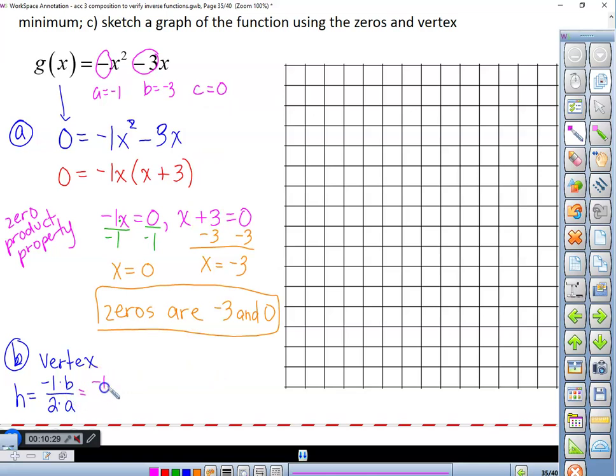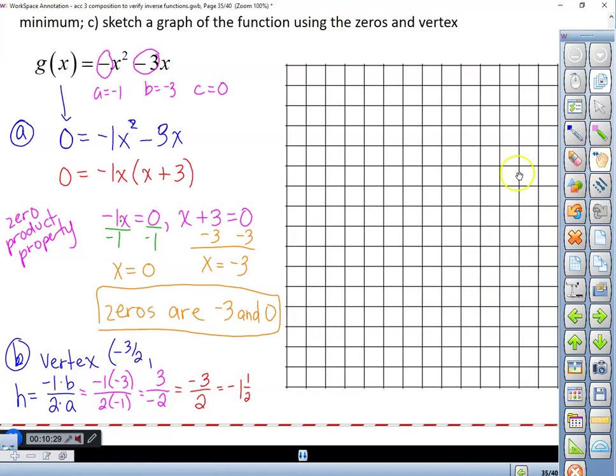So for h, we have negative 1 times our b of negative 3 divided by 2 times our a of negative 1. So here we have negative 1 times negative 3, which would be positive 3. We have 2 times negative 1, which would be negative 2. All right, so now we've got a fraction here. Nothing we can do about this. We can leave it as negative 3/2. If you want to, you can write it as negative 1 1/2, which you don't have to if you don't want to. So the coordinate of our vertex is negative 3/2 or negative 1 1/2.